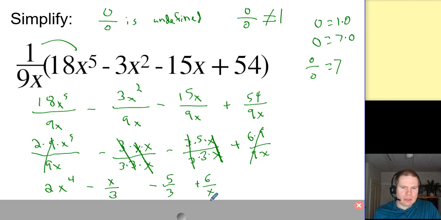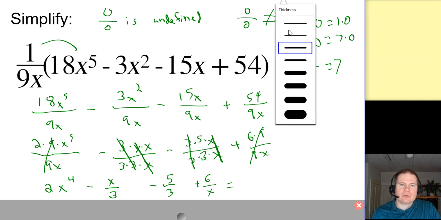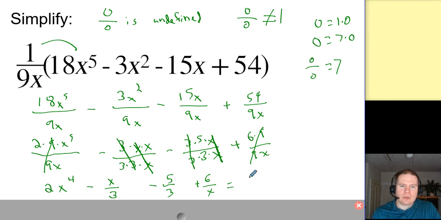-1th degree. Even if I write this without denominators per se, let's switch colors here. 2x to the 4th minus 1/3 x minus 5/3 plus 6x to the -1. Right? That fits our formatting a little bit better.